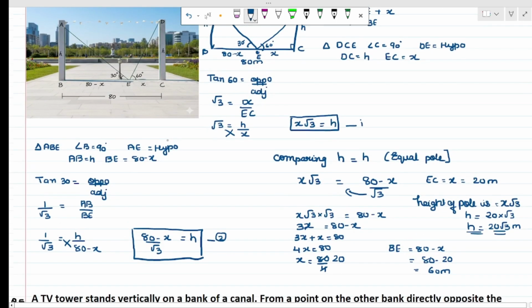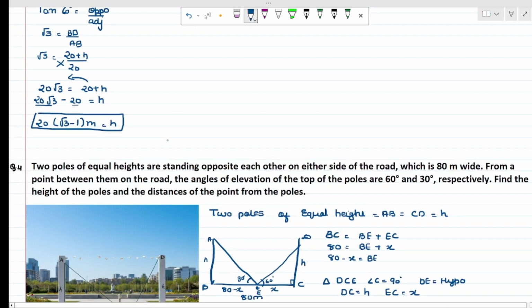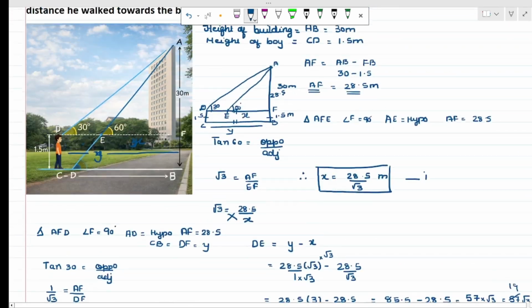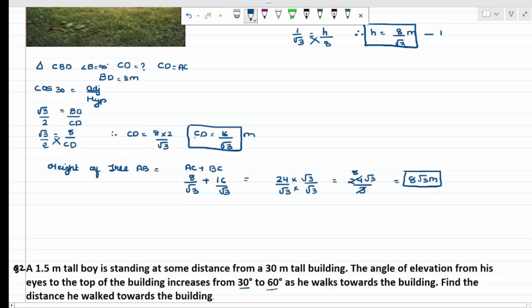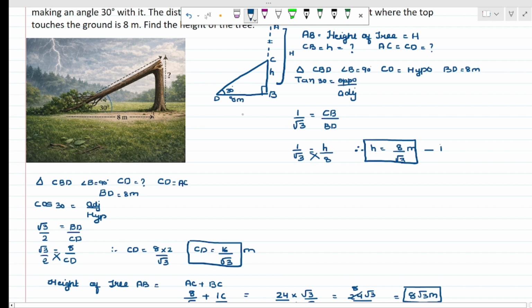I hope you understand the whole theory, the whole chapter regarding some applications of trigonometry. The thing is, you need to clearly understand the question and draw the figure perfectly. If your figure is perfect, then you can solve the question easily.